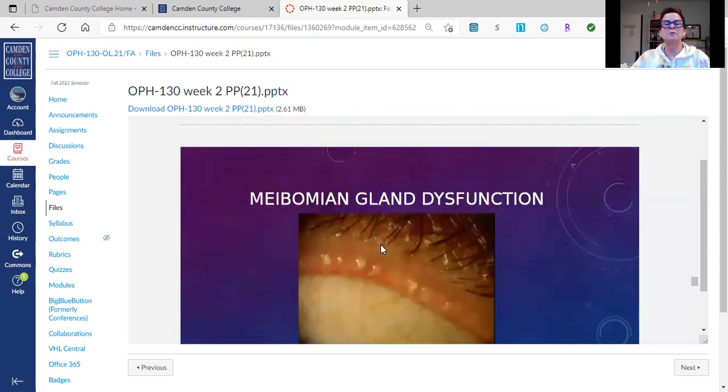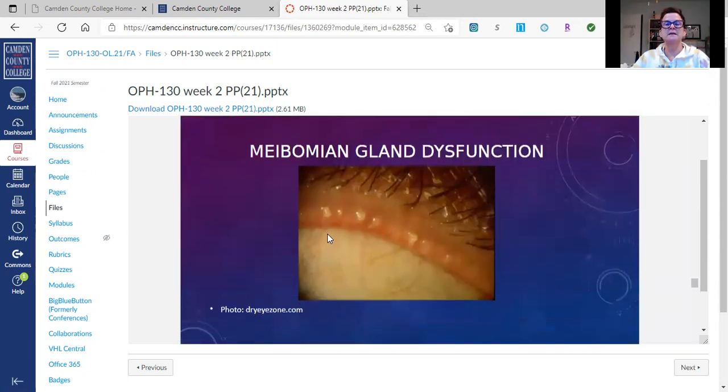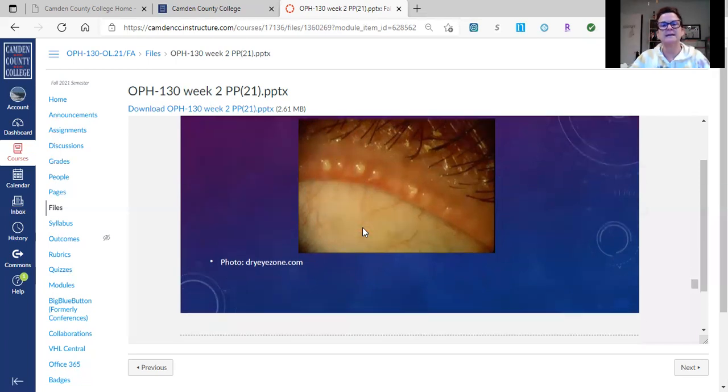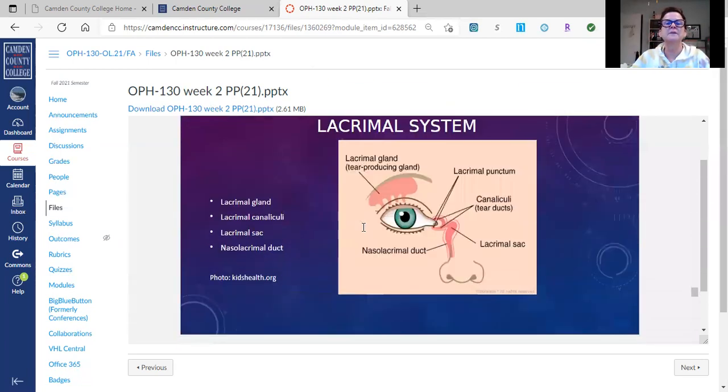So what we would do is, you can use Q-tips. You put one Q-tip on the underside of the lid and the other Q-tip on the upper side of the lid, and just kind of squeeze along there. And we have to express all that material, kind of get it moving. It's kind of gross. It comes out like toothpaste sometimes. And that's not so good.